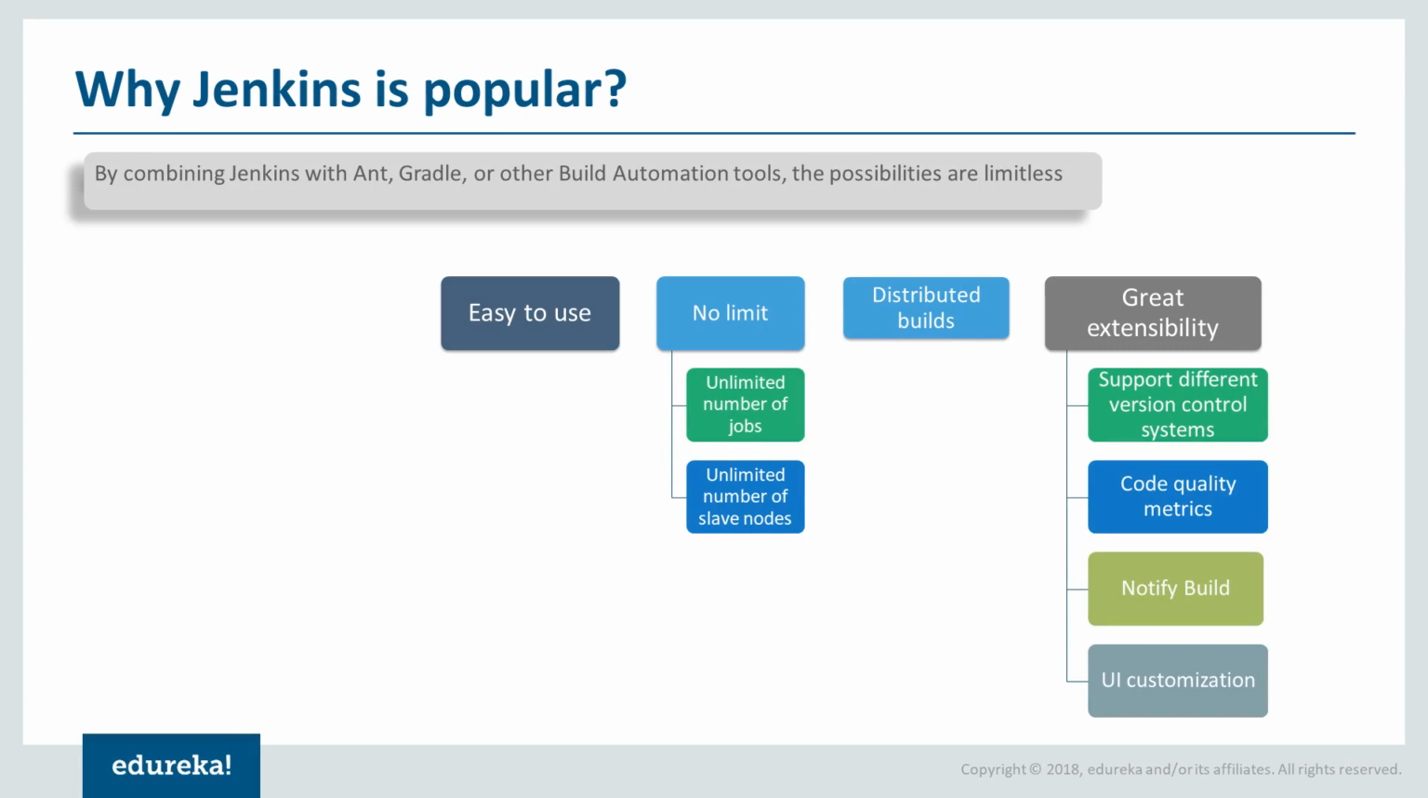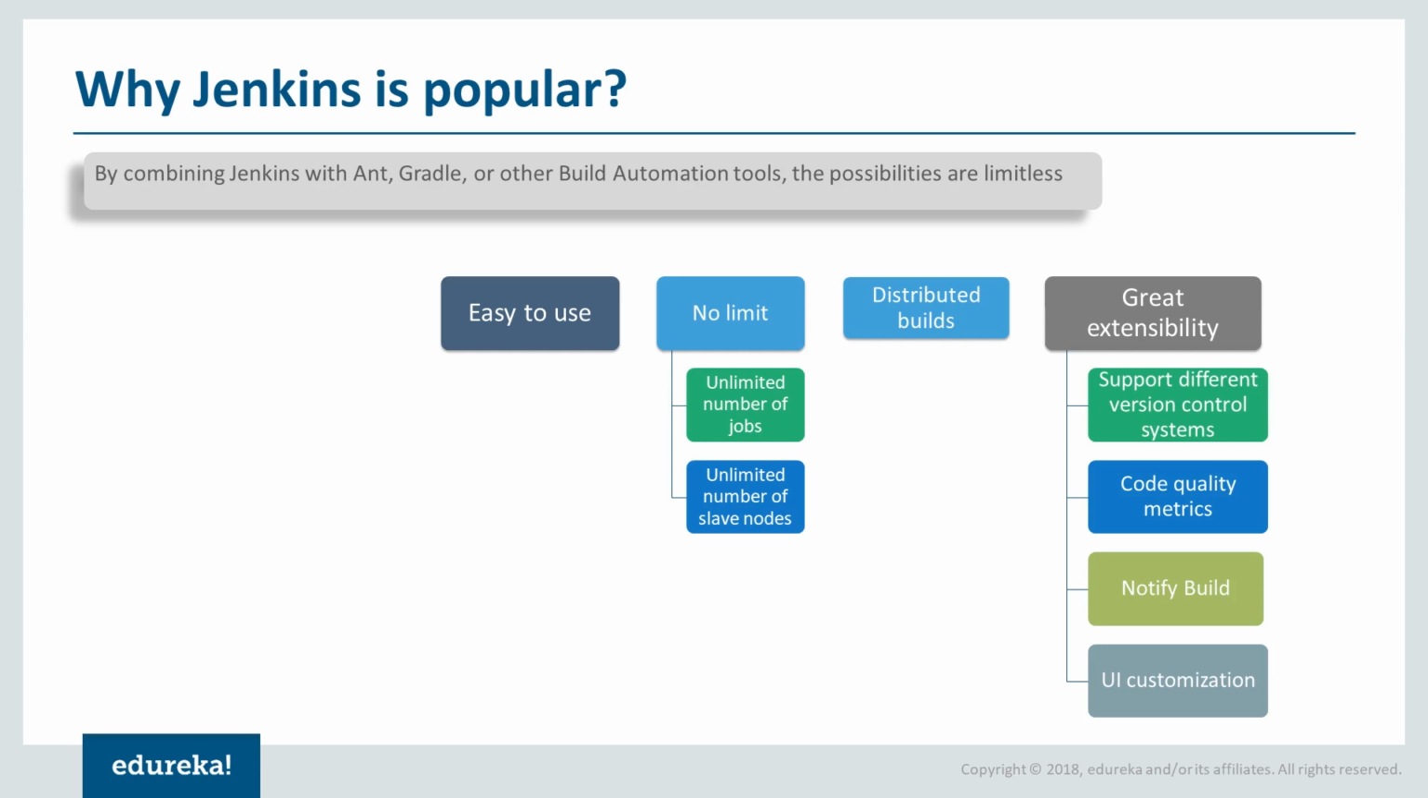So some of the reasons why Jenkins is so popular is, of course, first of all, it's extremely easy to use, extremely easy to set up. You can have a proper Jenkins server set up in probably less than an hour or so. Half an hour should be good enough to set up a Jenkins server once you have the machine ready for you.